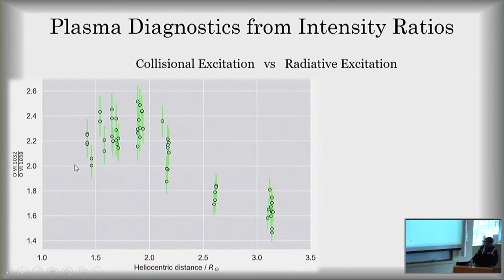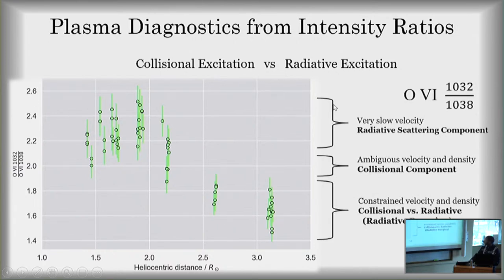But basically what you're looking at here is almost like a light curve. You're seeing the 1032 intensity divided by the 1038 intensity, the intensity ratio between the two. And this is the intensity ratio when the slit was located at this height, and then at this height, 2.6 solar radii, and at this height, 3.1 solar radii.